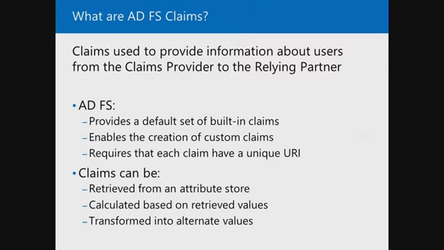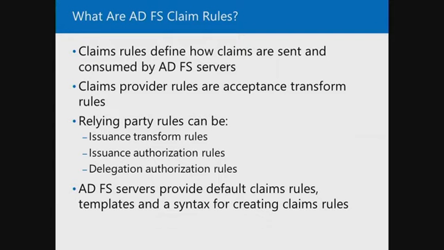Claims can be received from the attribute store. They can be calculated based on retrieved values. They can also be transformed and altered into alternate values based on the logic you're using to build these individual claims. And then claim rules define how claims are sent and consumed by the Federation servers, basically their acceptance. They can deal with issuing rules for transformation of those issuances and creations, authorizations, and also delegating authorization out to other realms.